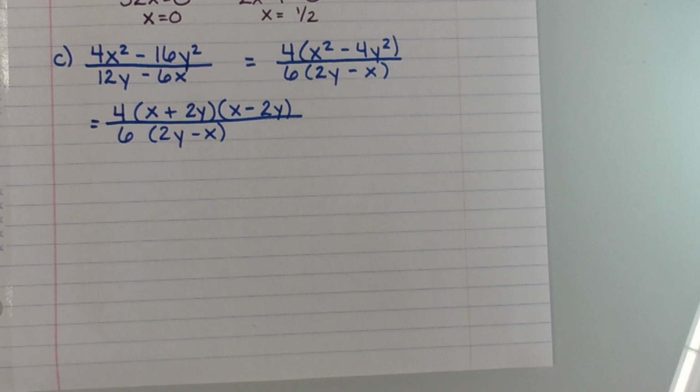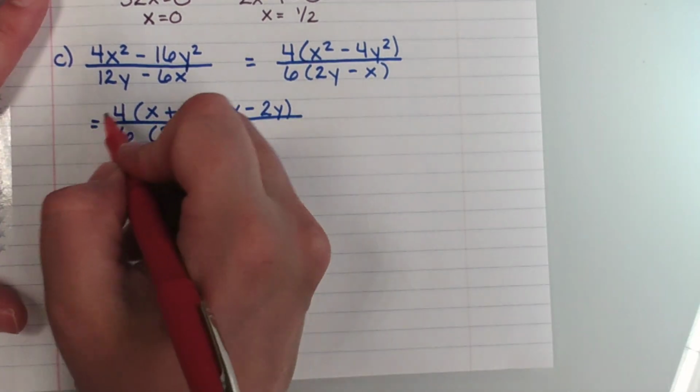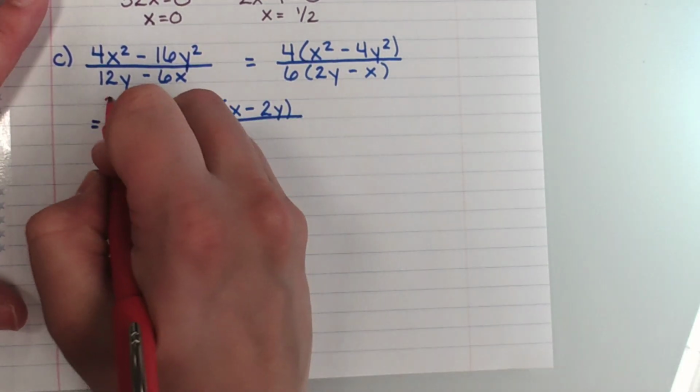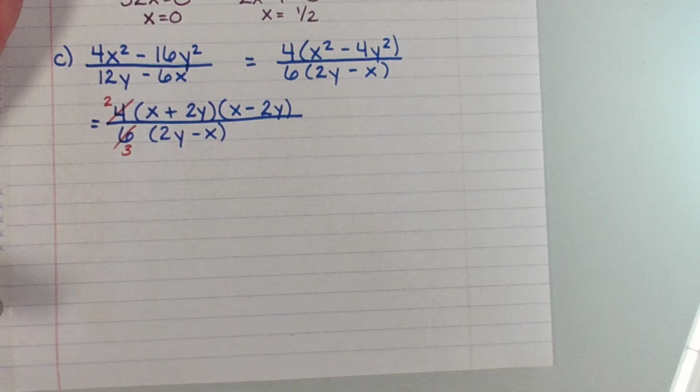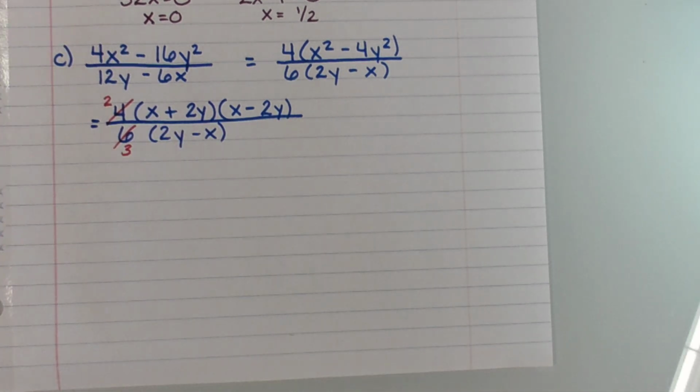Okay. Quinn already pointed out earlier that the 4 and the 6 will simplify. They both divide by 2. That leaves me with a 2 up here and a 3 down here. Does anything else simplify? Can't you cross off the 2 minus? Actually, no, you can't.